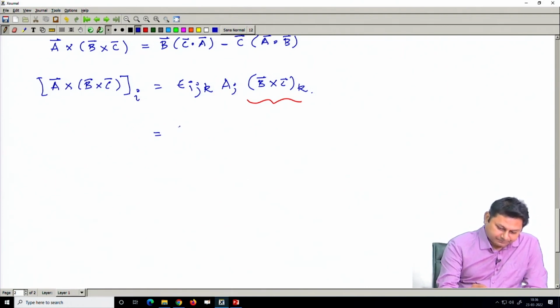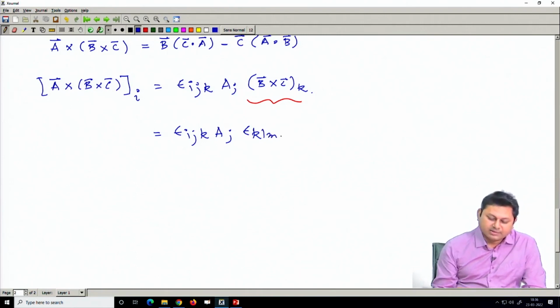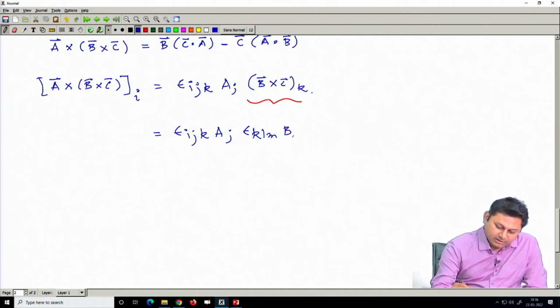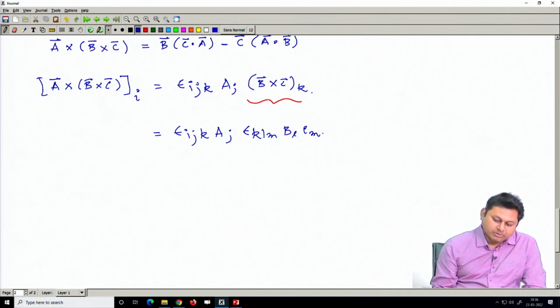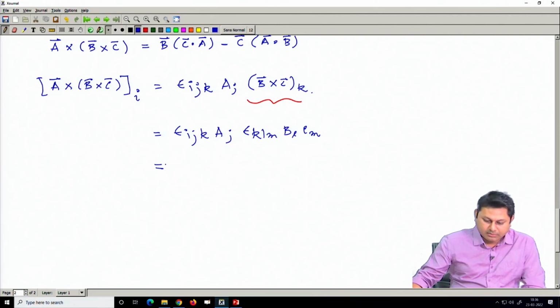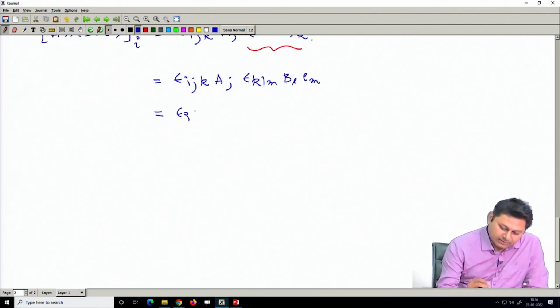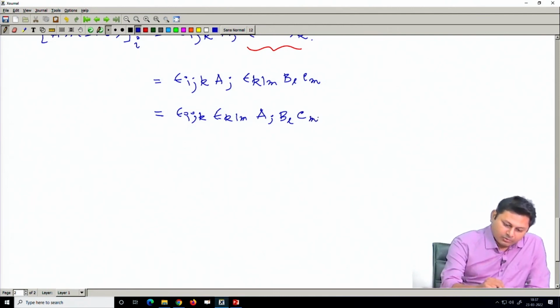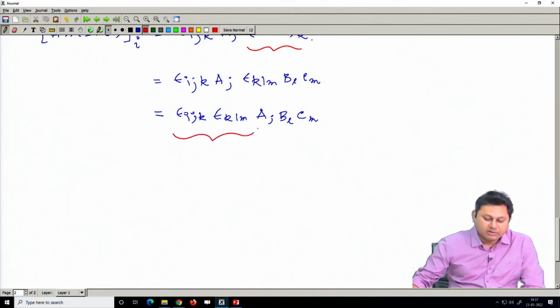So, now I have epsilon I j k and then A j, and this quantity I need to write as epsilon k, and then I need to use other indices L m because it is another cross product, and then B L C M. Now, I put all the epsilon together: epsilon I j k epsilon k L M, and then I write A j B L C M.